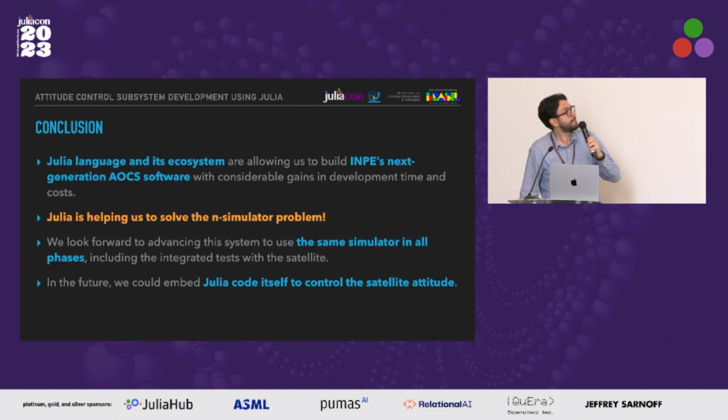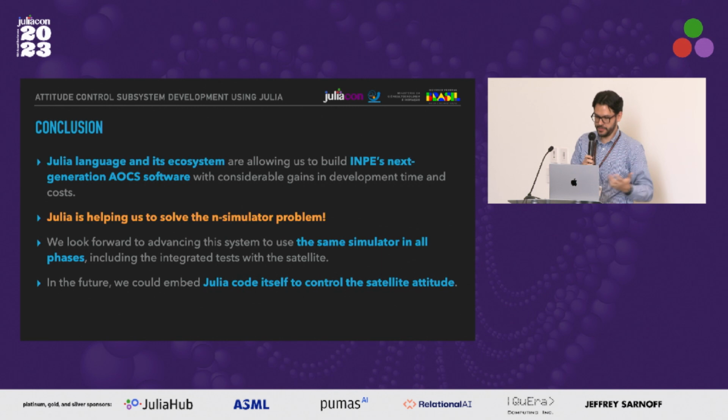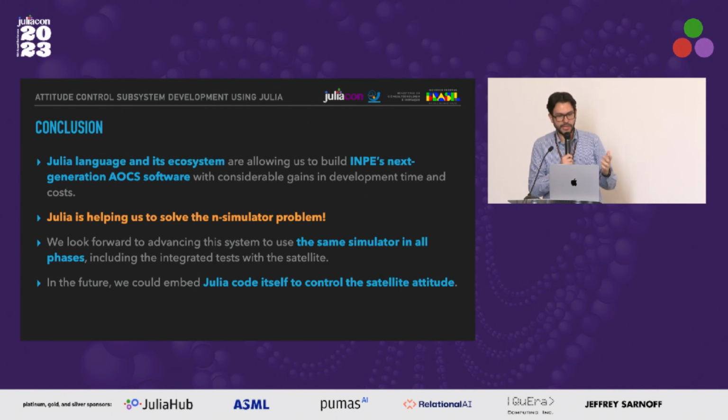Okay, so to wrap up, the Julia language and its ecosystem are allowing us to build the next generation AOCS software with considerable gains in development time and cost. I think maybe you know now how we are solving the N simulator problem, because with that interface and that system, for example, the control engineer who likes MATLAB a lot can just go to that simulator, change the gains, and see how it works. He doesn't need anymore to develop a simple simulator or something. He can use the real stuff.